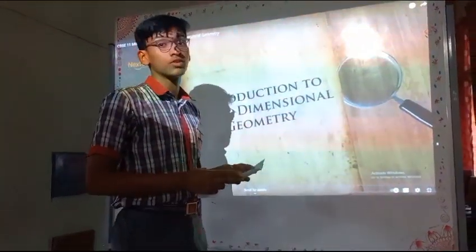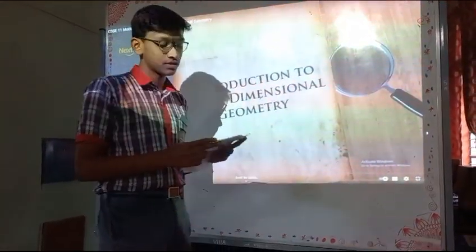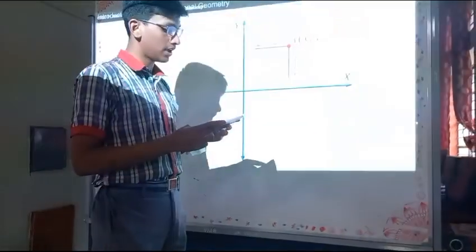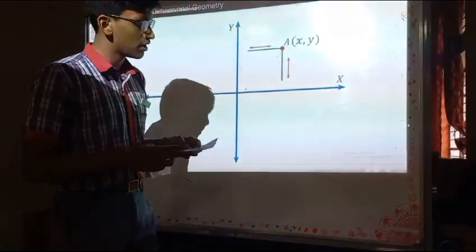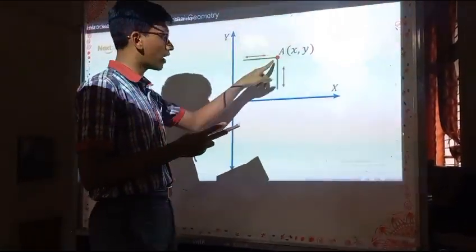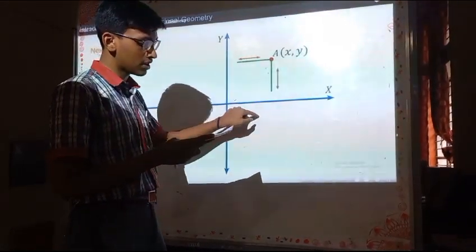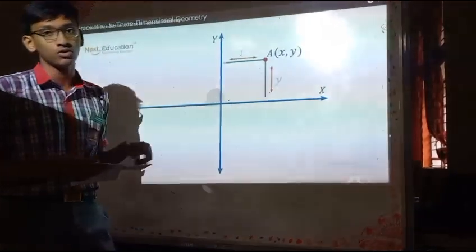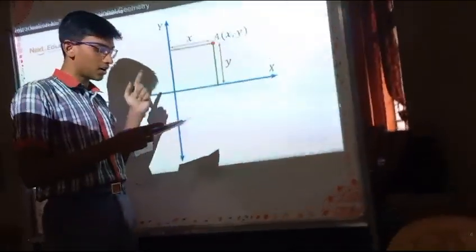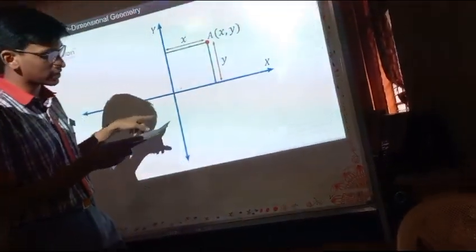We are familiar with two-dimensional planes and shapes. How do we locate a point in a two-dimensional plane? With respect to the distance of the point from the reference axes, that are the x and y axis. Now we are extending two-dimensional into three-dimensional. Now, how do we locate a point in space?